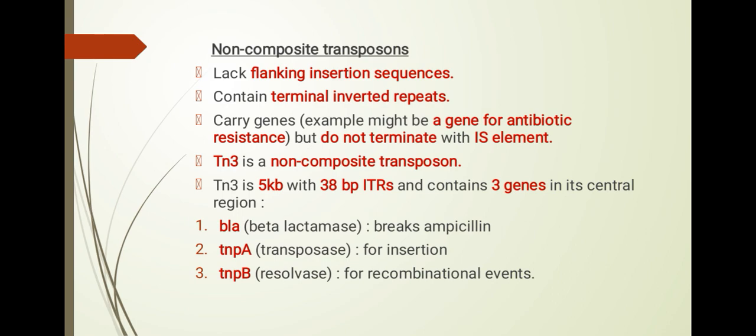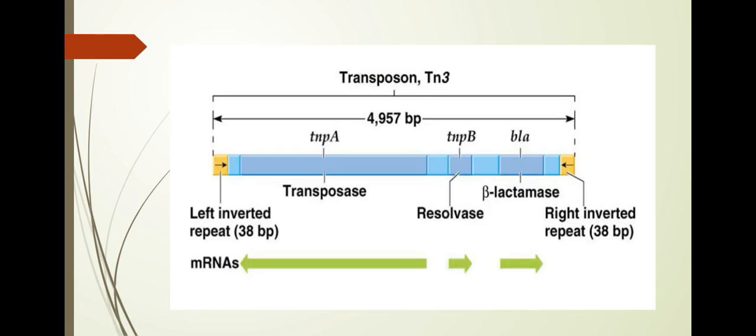Non-composite transposons lack flanking insertion sequences, contain terminal inverted repeats, and carry genes. An example might be a gene for antibiotic resistance, but they do not terminate with an IS element. Tn3 is a non-composite transposon. Tn3 is 5 kb with 38 base pair ITRs and contains 3 genes in its central region: bla, beta-lactamase, which breaks down ampicillin; tnpA, transposase for insertion; and tnpR, resolvase for recombination events.